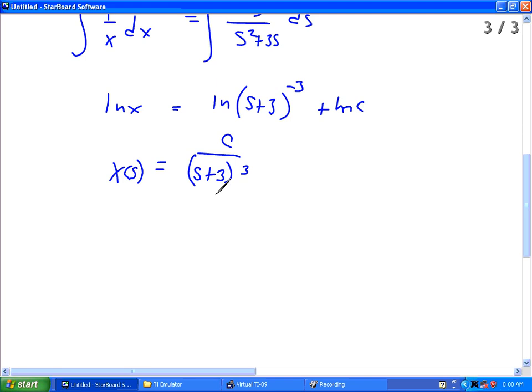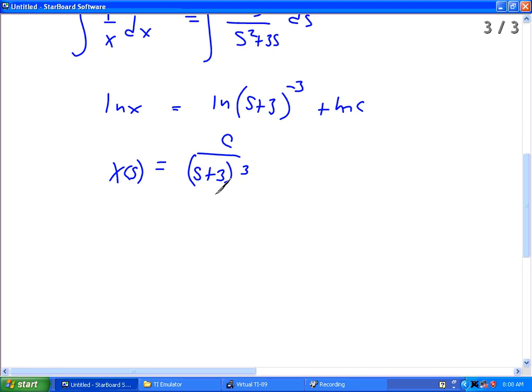Yeah, so that thing actually comes out to be, if it was 1 over s plus 3, it would be e to the minus 3t. If it was that squared, it would be t e to the minus 3t. But because it's cubed, it ends up being t squared e to the minus 3t.